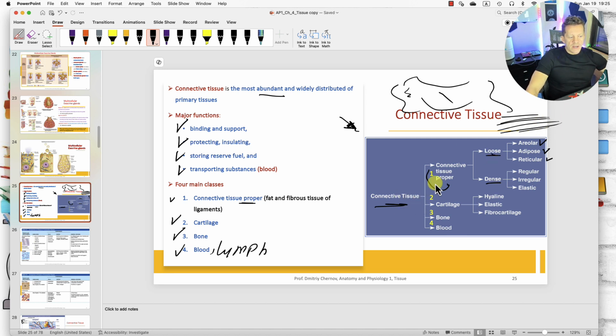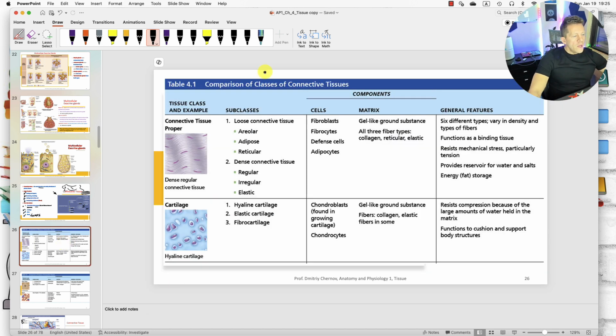Then within the connective tissue we also have cartilage, and cartilage also has three subdivisions: hyaline cartilage, elastic cartilage, and fibrocartilage. Then we have bone, which does not have subdivisions, and then there's blood, and the lymph. But let's stick with blood. So there are different types of connective tissue. Subclasses: loose connective tissue, which includes areolar, adipose, and reticular; and dense connective tissue, which includes regular, irregular, and elastic.